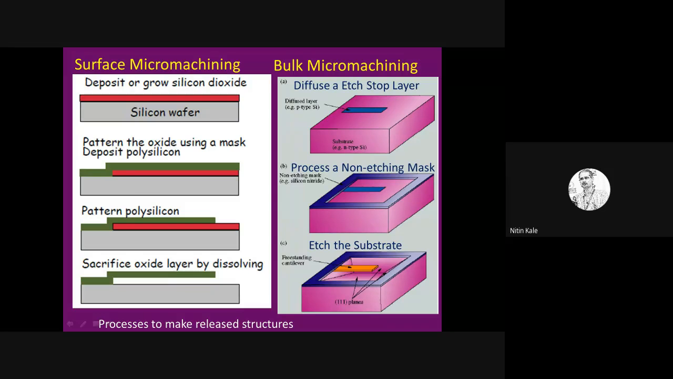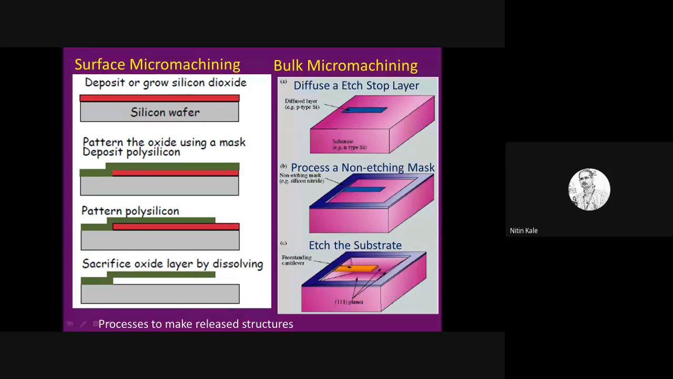You can also do what is called bulk micromachining, where you etch the bulk itself. So here is an example. You have the substrate here, and you have a planar, non-etching mask here, and you have created some sort of a hole in the mask, so that now this pattern is visible, and the silicon or the bulk is exposed.